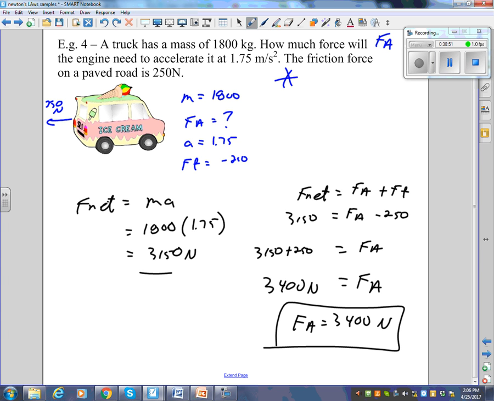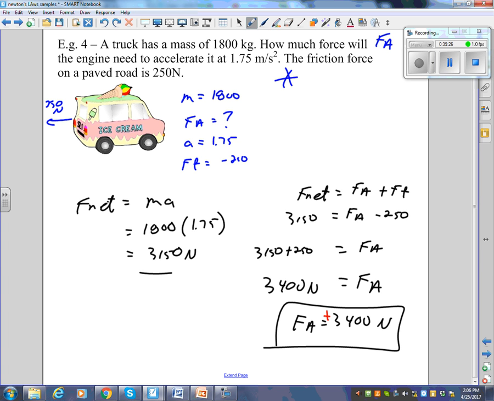Good question. Mervin's asking, do we need a direction? Technically, yes, but because there's no direction given here, we don't really have a reference point. All we know is that there's an applied force that's forward. Forward or positive is good enough, Mervin, because we're dealing with a positive negative situation. Great question. We're not backing up.